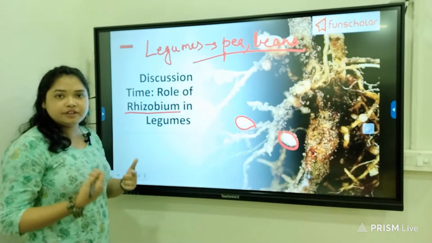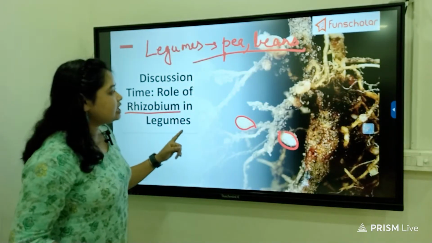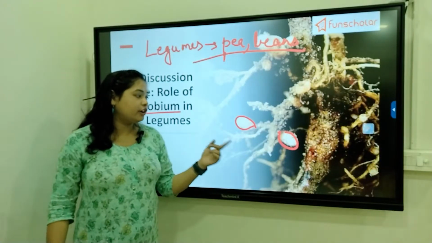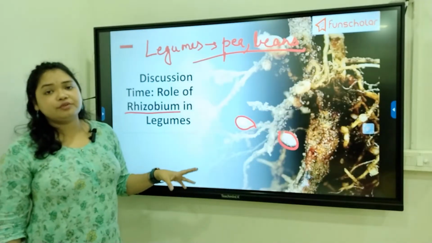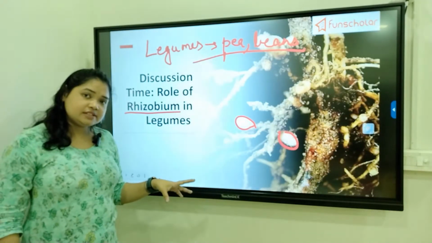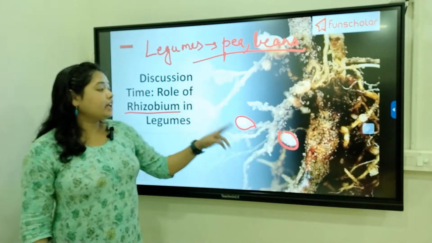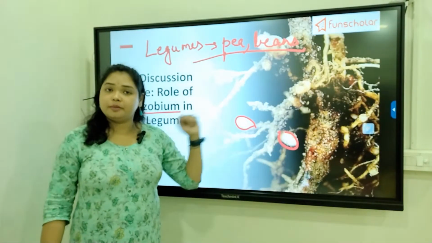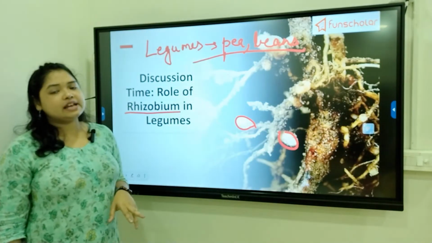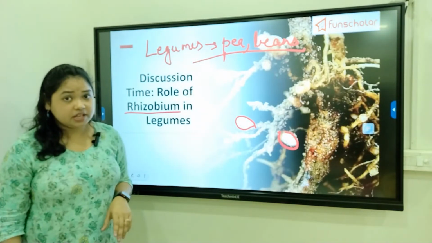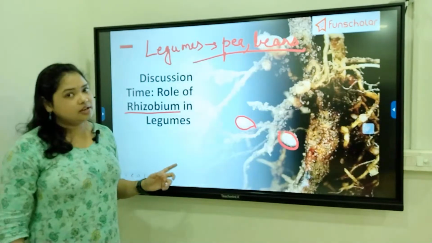Symbiotic means mutual benefit relation. It means the rhizobium actually fix the atmospheric nitrogen and convert it into a usable form so that the plants can absorb it from the soil and use it for protein synthesis. In return, the rhizobium take the ready-made food prepared by the plant. So both the plants as well as the nitrogen fixing bacteria, that is the rhizobium, both are benefited in this symbiotic relationship.